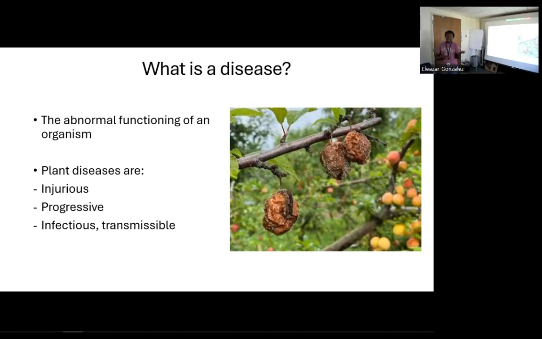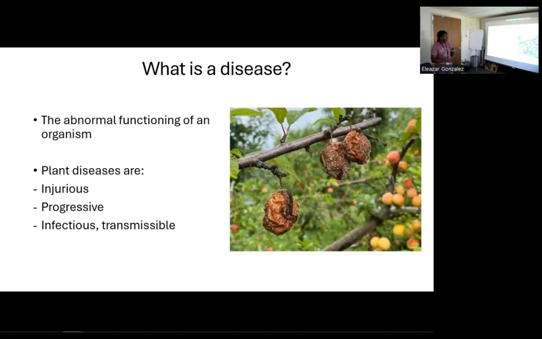There are so many other things that could cause symptoms, not just diseases. Also, plant diseases are transmissible, meaning that they will be transmitted from one plant to another, from one fruit to another, from one tree to another. It won't just stay, which is why they are progressive as well.